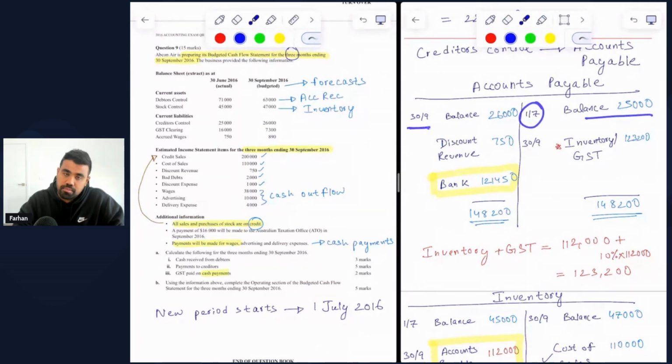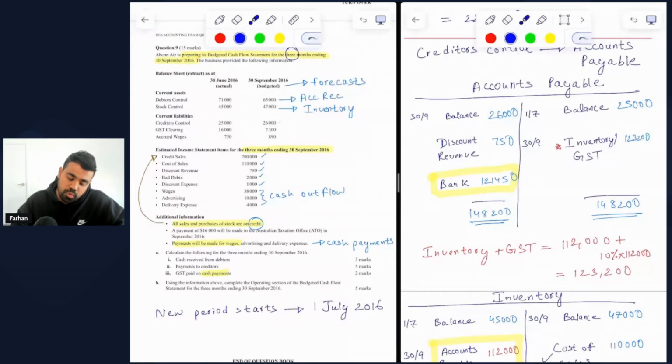of 26,000. Where did we get these two numbers from? From the balance sheet, where we report all the current liabilities. And the current liabilities, the creditors control, who are your accounts payable, have an opening balance of 25,000 for 1 July 2016 and a closing balance of 26,000 at 30 September 2016.